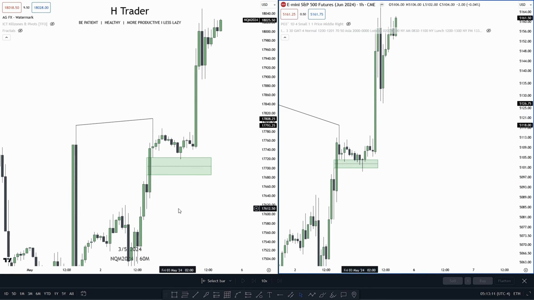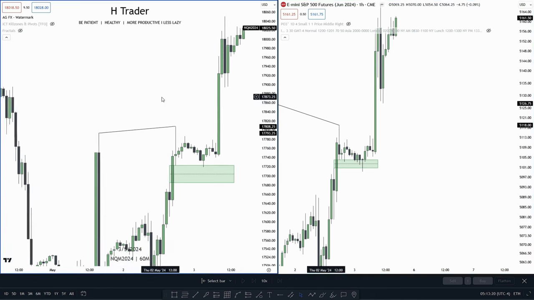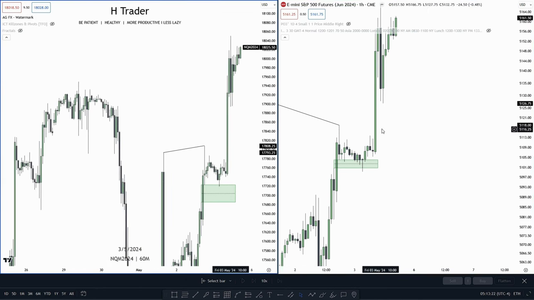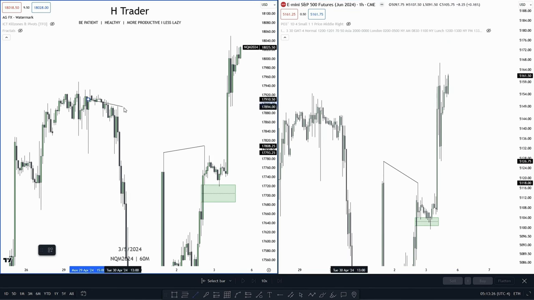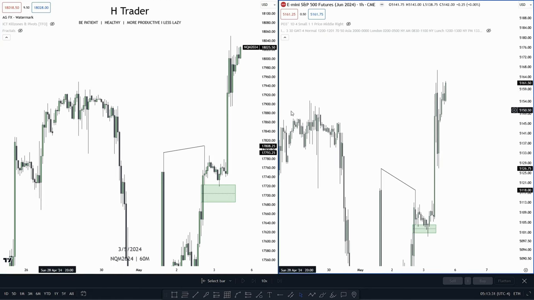What could be the reason for this? Well, first of all, it could be that price was bullish in this example and it was not willing to reverse from this area. And a reason for that could be because we had a draw on liquidity that was higher. For example, we had a lot of LRLR up here, and same over here.